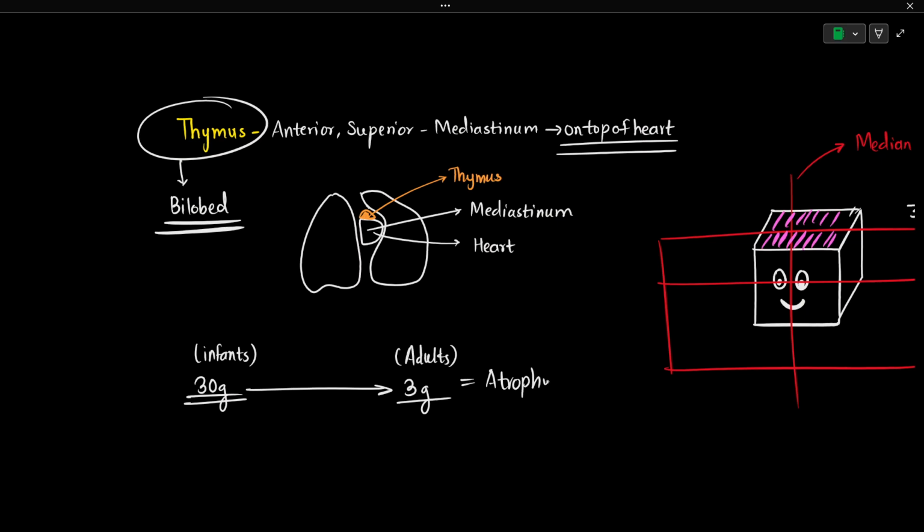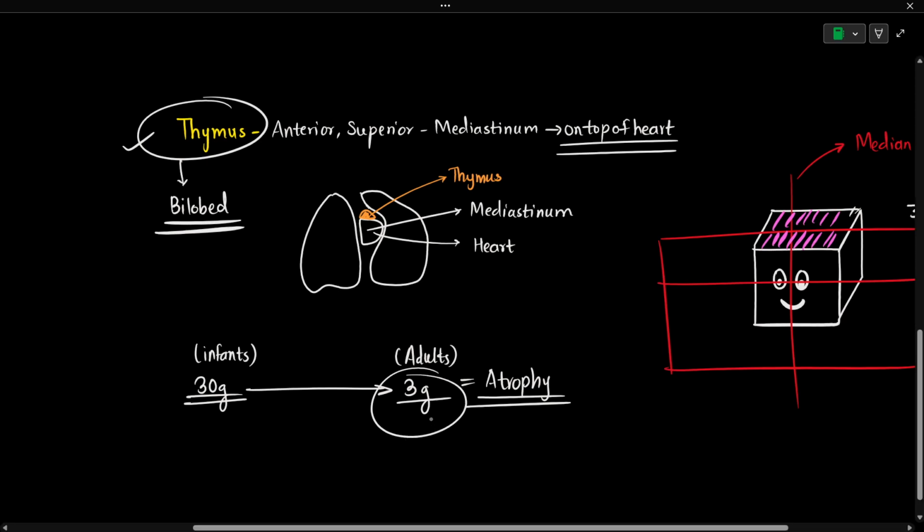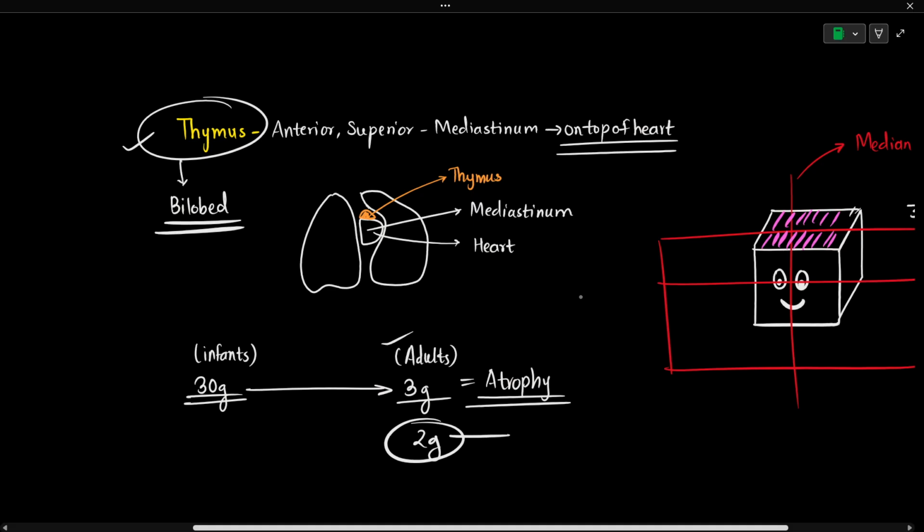As the individual ages, the thymus tissue is replaced by fatty tissue, and this is how the thymus mass is reduced. And of the 3 grams of thymus present in an adult, almost only 2 grams is the functional thymus, which does its job of generating immune cells. Okay, so this was the introductory material about the thymus.